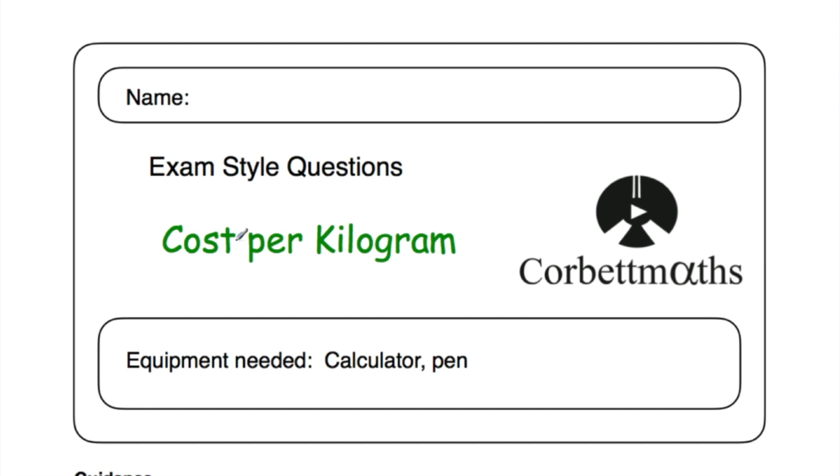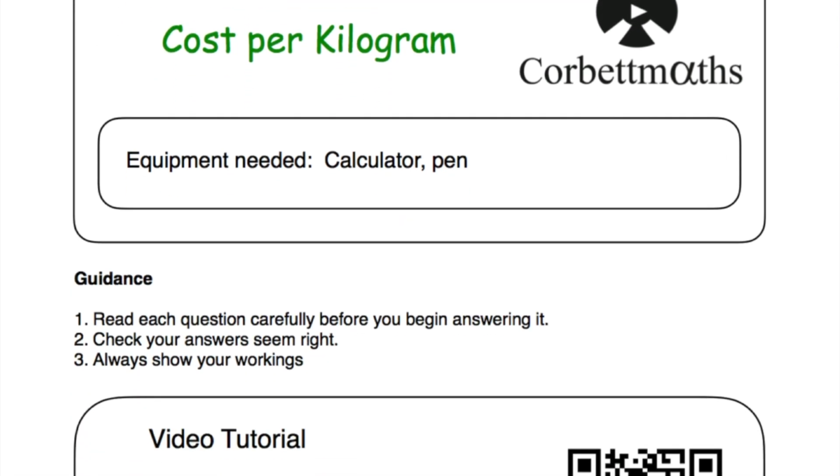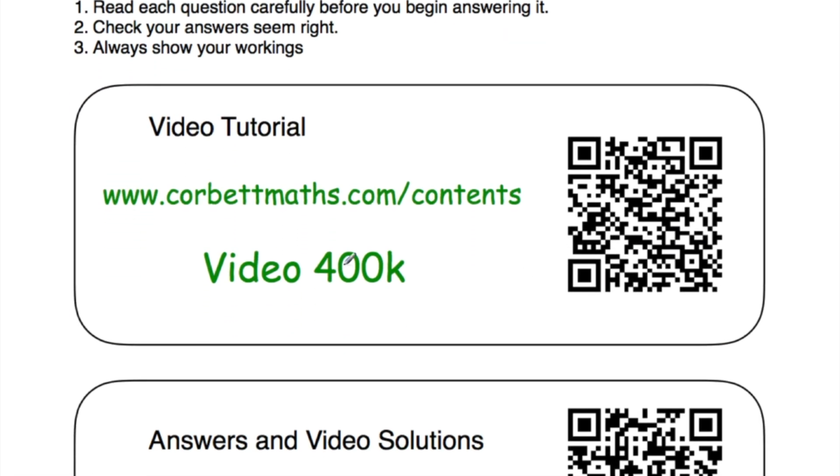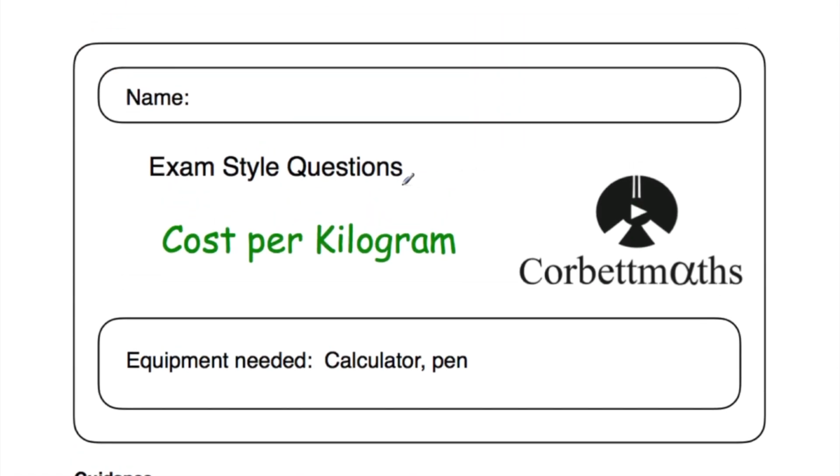In this video, we're going to go through the video solutions to the cost per kilogram practice questions. If you need any extra help on cost per kilogram, go to corbettmaths.com/contents and scroll down to video number 400K, and there's a dedicated video tutorial there on cost per kilogram. Alternatively, you could scan this QR code. But in this video, we're going to focus on the solutions to the practice questions, so let's get started.